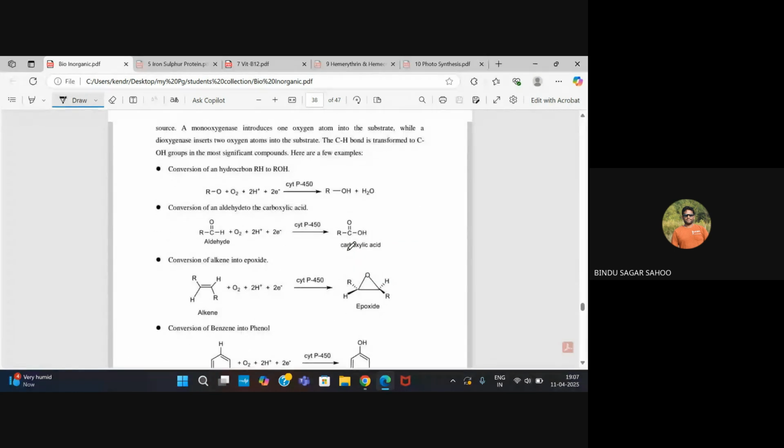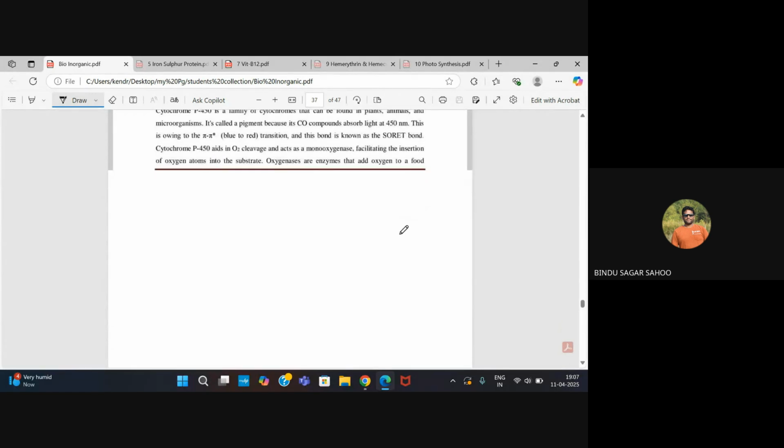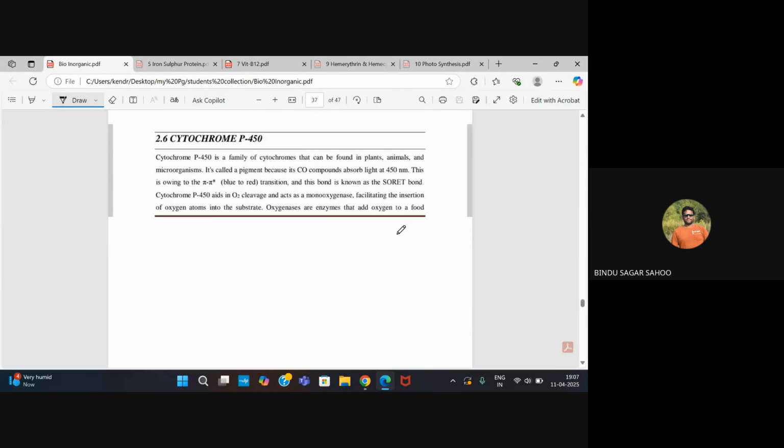So P450 means when you are taking this particular cytochrome at 450 nanometer, an absorption band will be found in the UV spectroscopy. This band is called the Soret band, and this Soret band is the identification of cytochrome P450, because these types of bands appear at 450 nanometer in the visible spectrum region. The basic role of cytochrome P450 is addition of oxygen. Sometimes these types of enzymes are also called oxygenase.